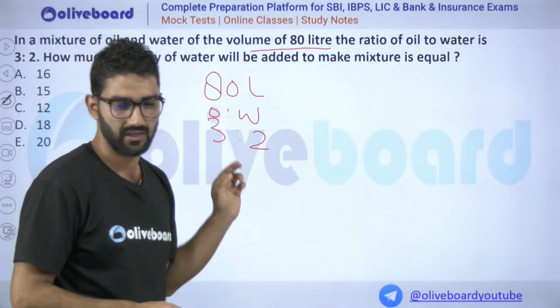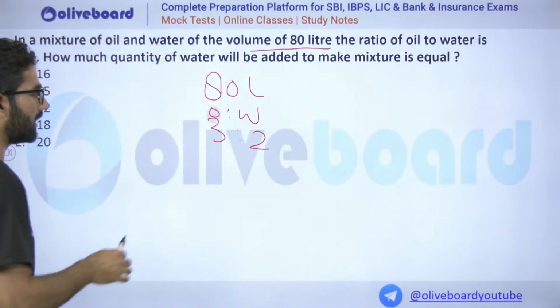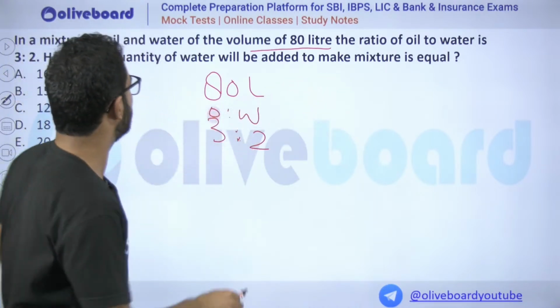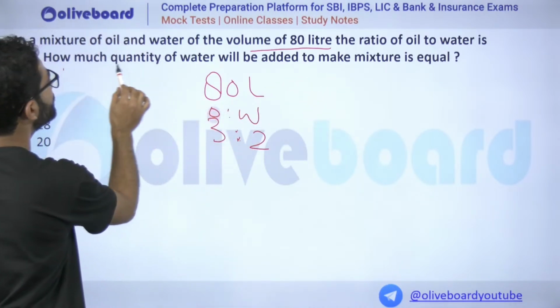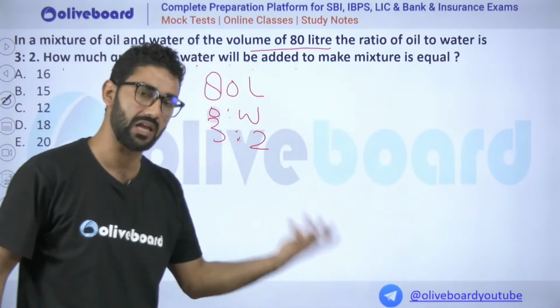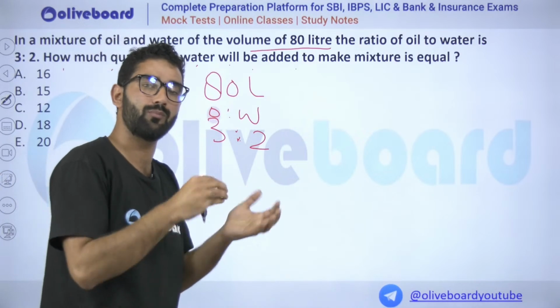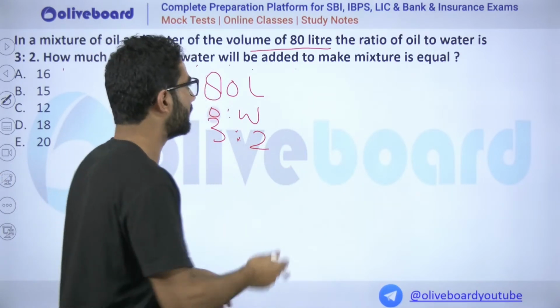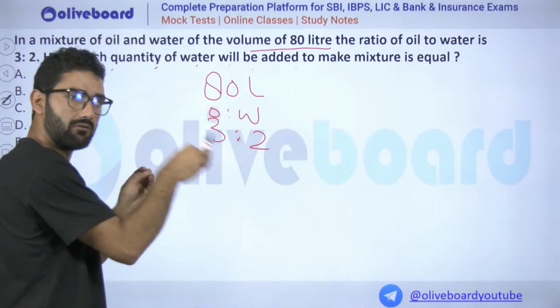Sir, how much delay? Yes, but there is something delay in between that. Okay, so now this is the ratio. Now if you see the question, we have to calculate how much quantity of water will be added to make the mixture equal. We are going to put some more water in this mixture in order to make the quantity equal. Okay, ratio.